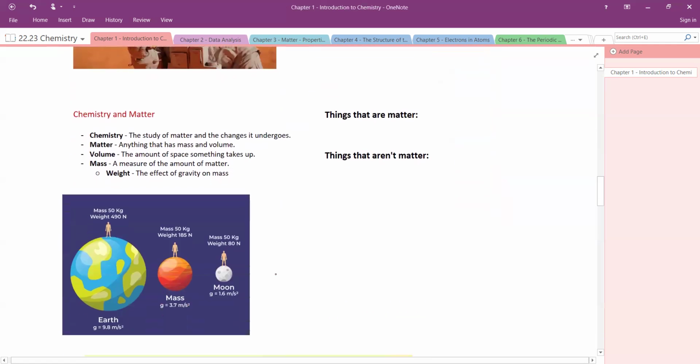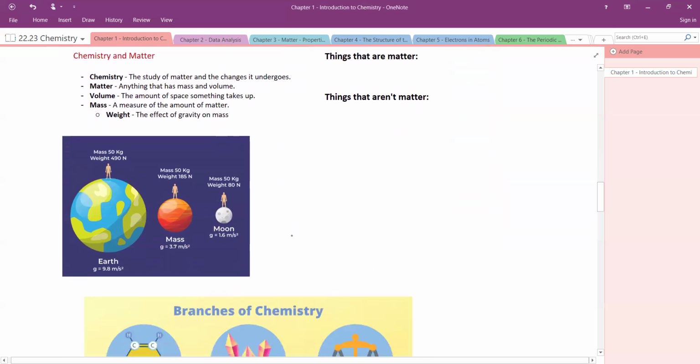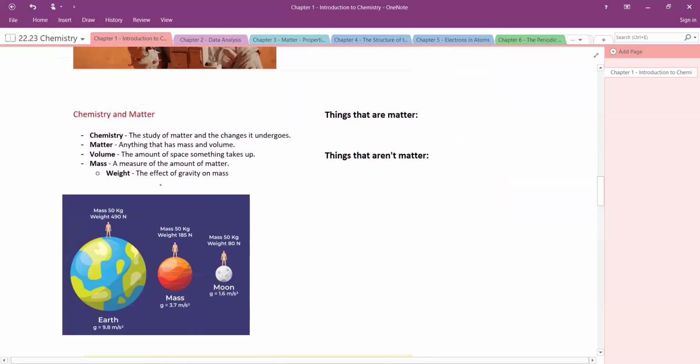Now, moving on, we do have some vocab words that I want us to get into. So copy these in your notebooks if you want. Just make sure you understand them all very well. Chemistry is the study of matter and the changes it undergoes. Matter is anything that has mass and volume. Volume is the amount of space something takes up, where mass is a measurement of the amount of matter. Make sure that you understand that weight and mass are different, right? Weight is the effect of gravity on mass.